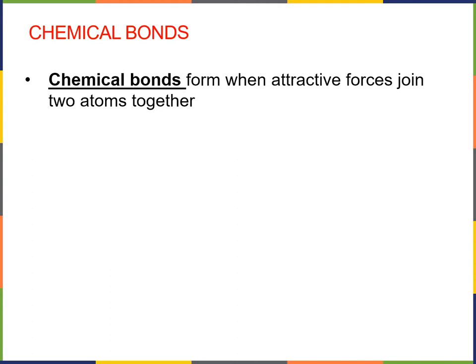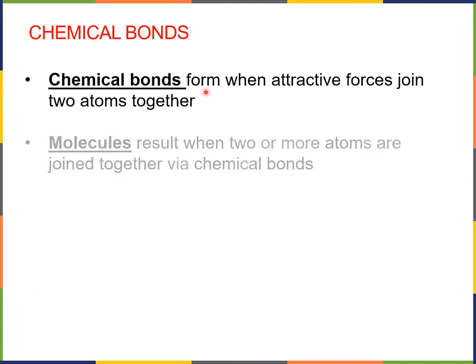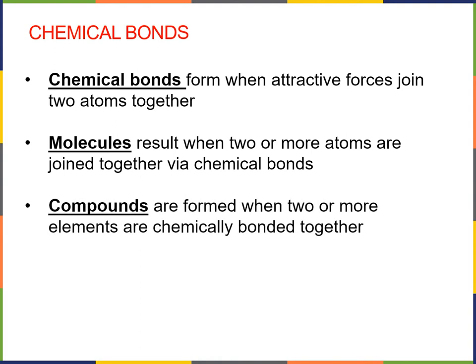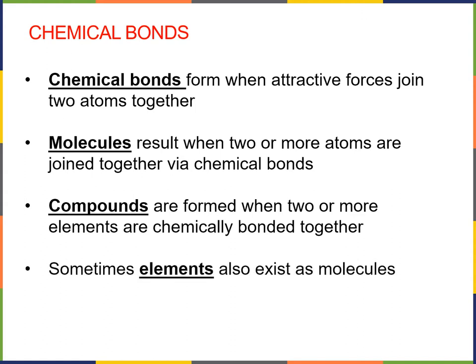Today, in this lecture, we're going to consider what happens when two or more atoms come together. Chemical bonds are the result of attractive forces that join two atoms together. Molecules result when two or more atoms are joined together via chemical bonds. Compounds are formed when two or more elements are chemically bonded together. And sometimes elements can also exist as molecules.